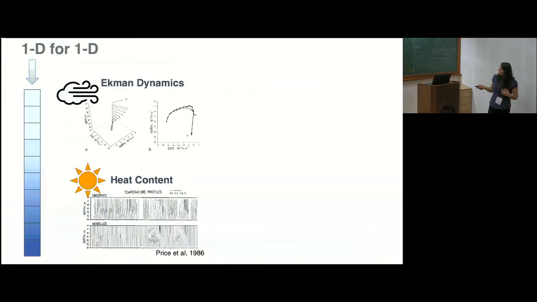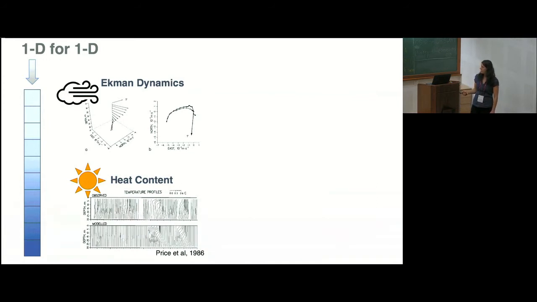So for 1D for 1D purposes, I'm just going to take examples from the Price-Weller-Pinkel model, although you can find this ubiquitous in the literature. You can force your one-dimensional model, and then you can look at the evolution of velocity in your mixed layer, and you can look at what's called a hodograph, where you're plotting U and V velocities, and you can see that the model is able to produce similar structures of time evolution of velocity in the mixed layer, and also in terms of the vertical structure.